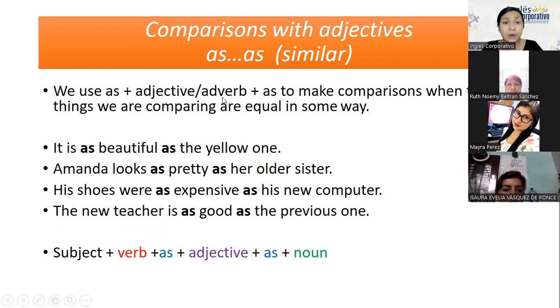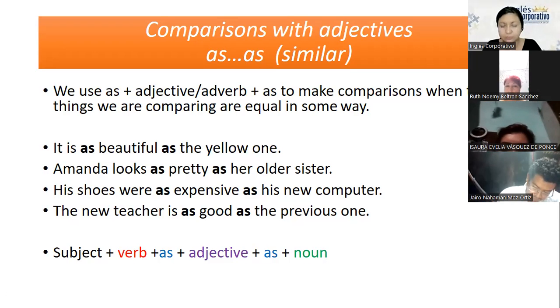We use as plus adjective or verb plus as to make comparisons when the things we are comparing are equal in some way. Let's see. Isaura, can you read the examples, please? The first example. The four examples. It is as beautiful as the yellow one. Amanda looks as pretty as her older sister. His shoes were as expensive as his new computer. The new teacher is as good as the previous one.